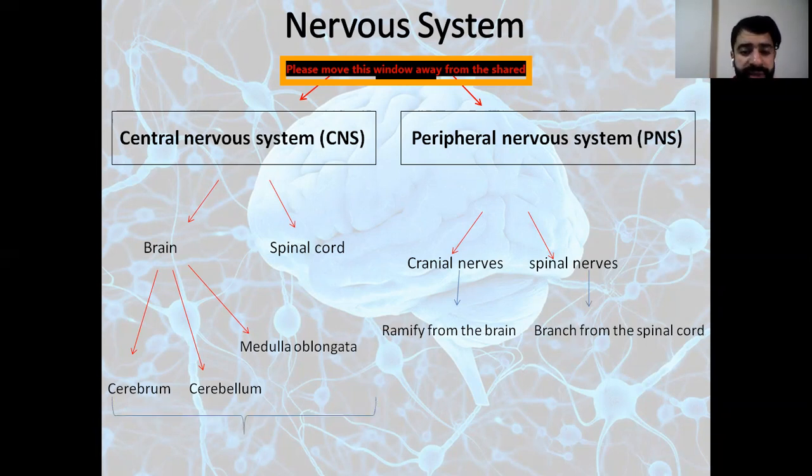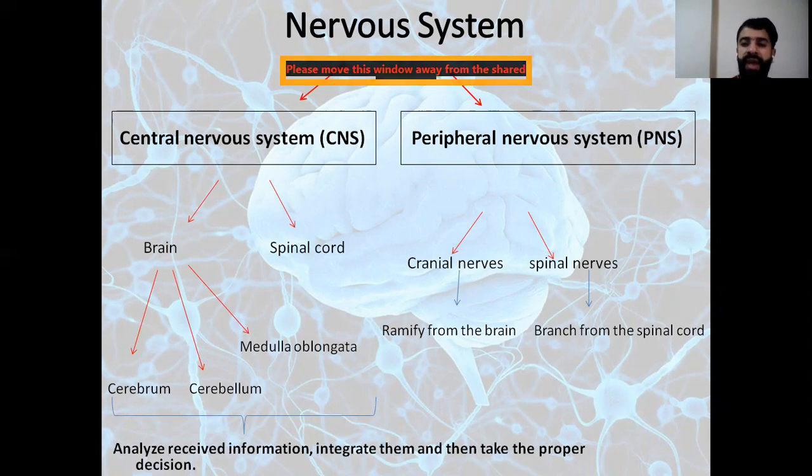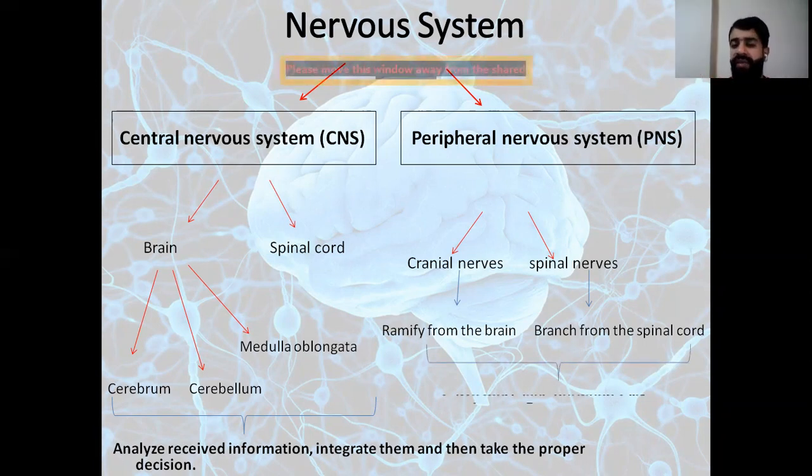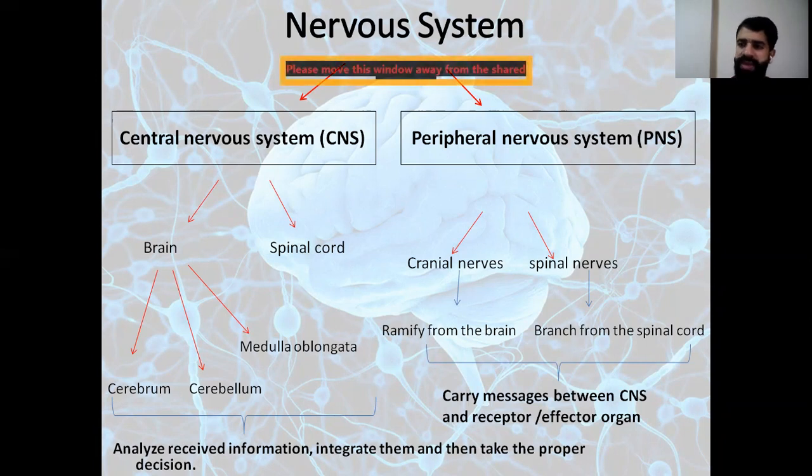The brain and the spinal cord have a special function. They analyze the information received, they integrate it, and then they take the proper decision or the proper action. Whereas the function of the nerves is to carry messages, meaning to carry a nervous message between the central nervous system, which is the brain and the spinal cord, and the effector organ.